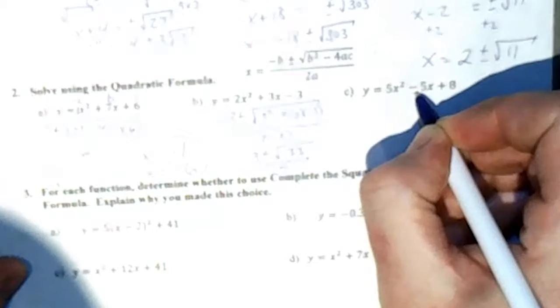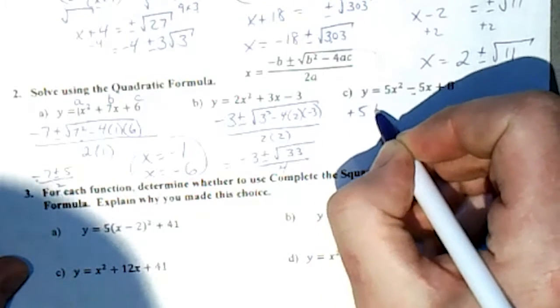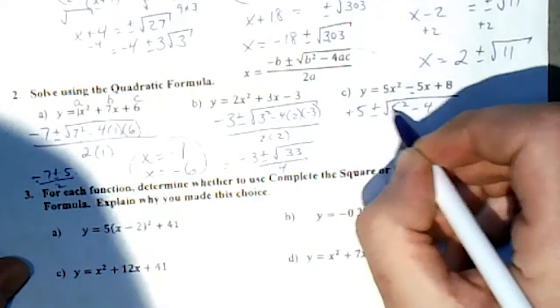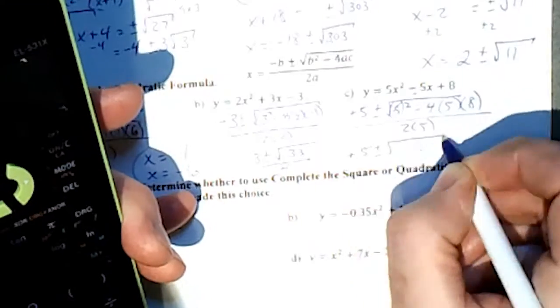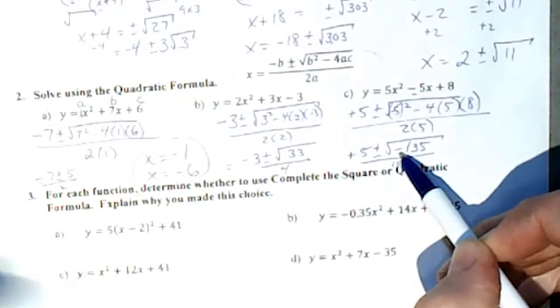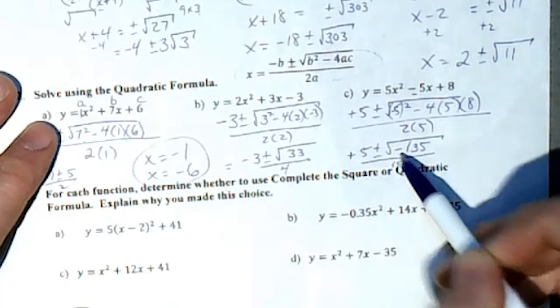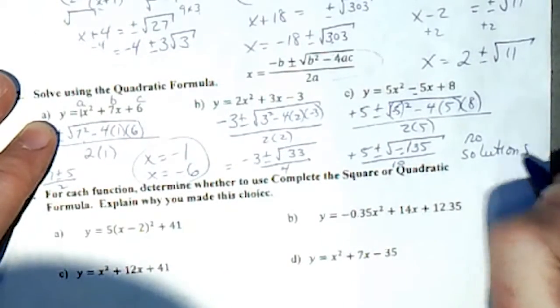This one has a negative already, so be careful with it. It's going to become positive 5. Now this one I'm going to stop here because I see the negative. The radical has a negative inside of it. Can't do that, so it's no solutions. It's not possible.